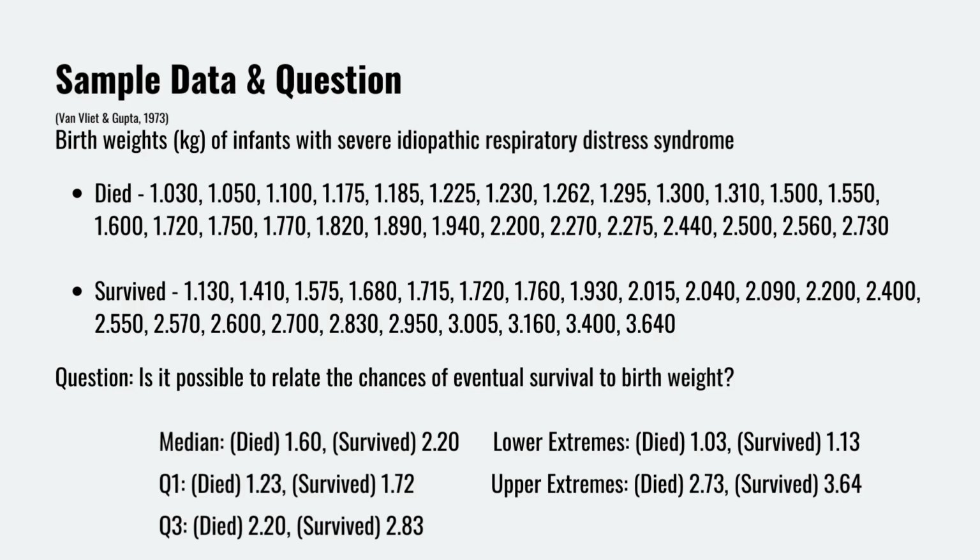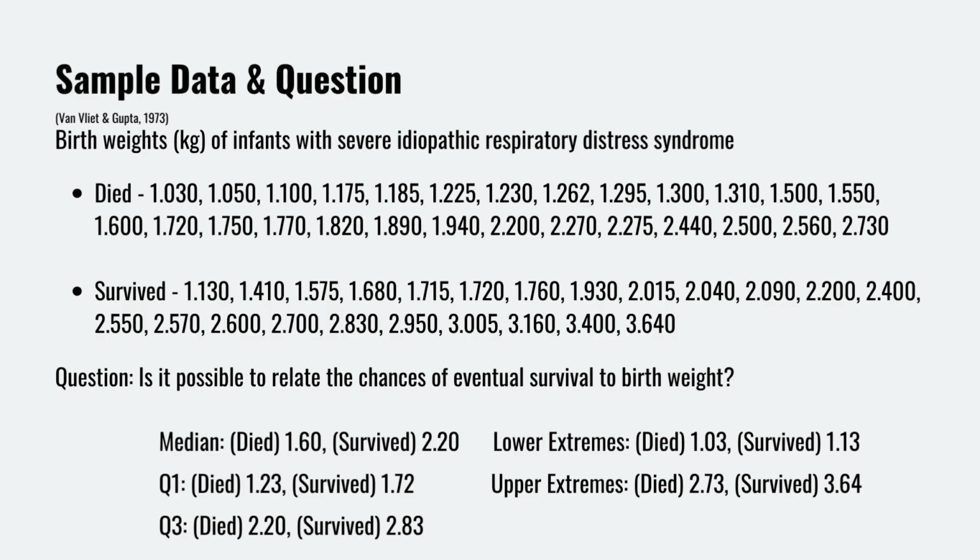The same applies to the other dataset, which shows the infants that survived. The integer rank of the median for this dataset is 12, so we can directly divide it by 2, and the answer is 6. We then count to 6, and the answer for Q1 is 1.720. Again, count from below, and the answer for Q3 is 2.830.